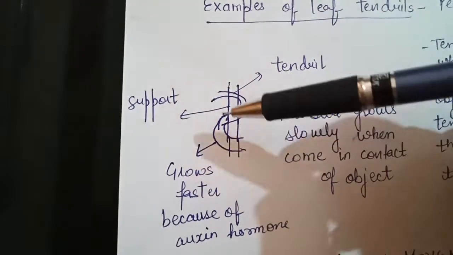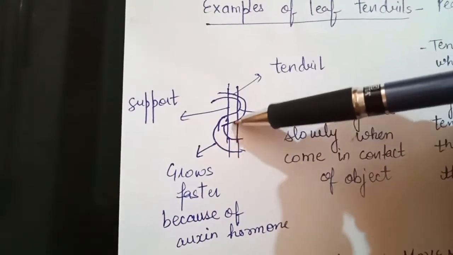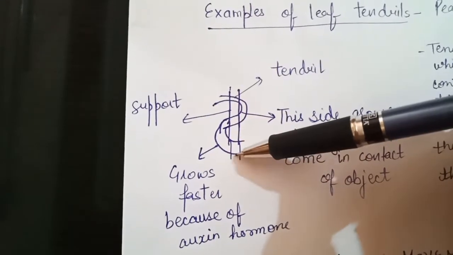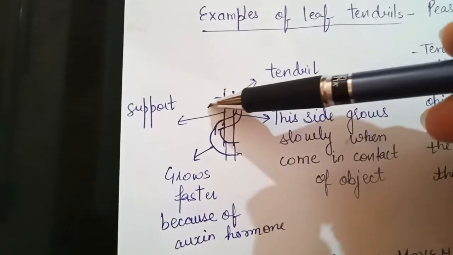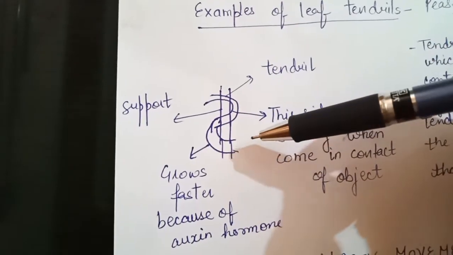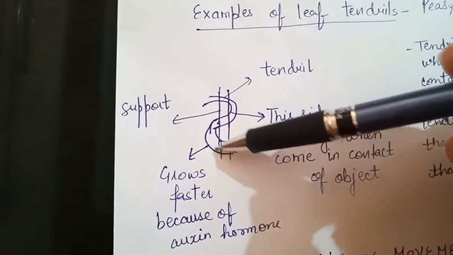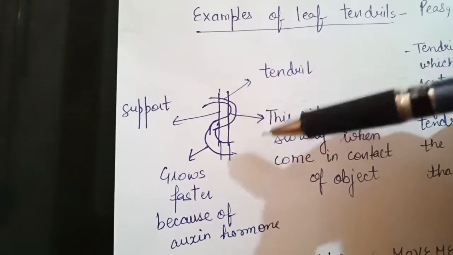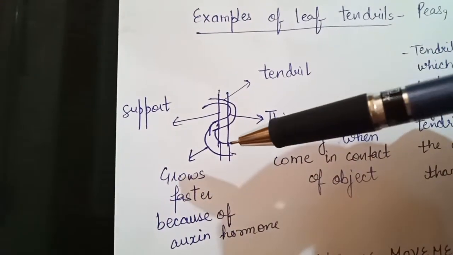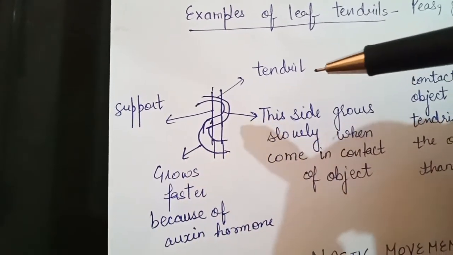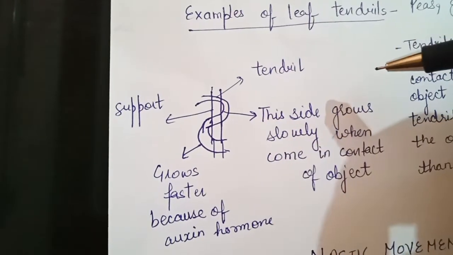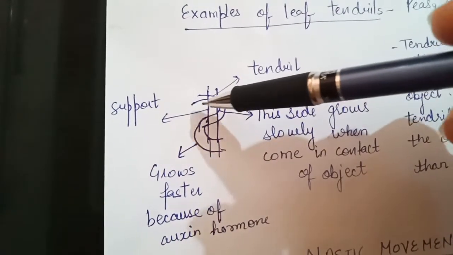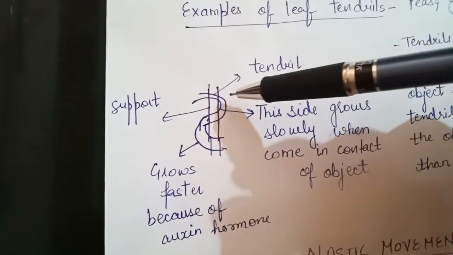Now in this you can see that this is a support, and this is the tendril. How will the tendril coil, meaning how will it bend or coil around the support? One more reason for the tendrils to coil is that they have weak stems. But the question is how the tendrils coil around the support.